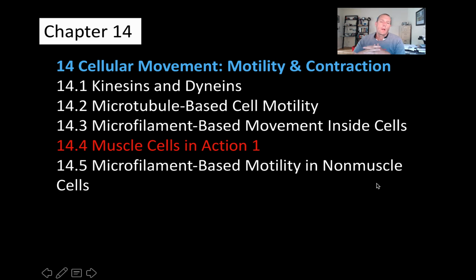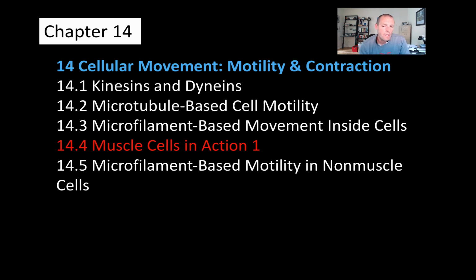Back. So we've taken a quick look at some microtubule-based motors and some microfilament-based motors, both of which can generate movement in cells. And what we're going to do is look at the microfilament-based motors, and look to see how those myosins work with actin to produce muscle contraction. We're not getting into this in too much depth because physiology covers it in quite some detail, but we'll take a look at it briefly.